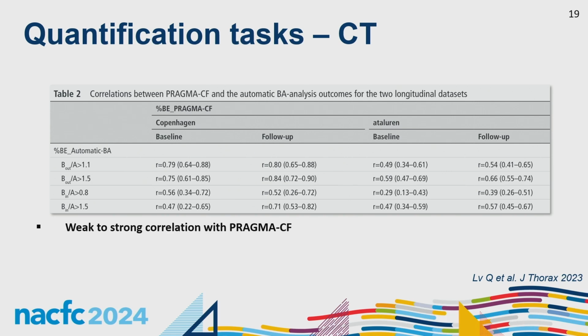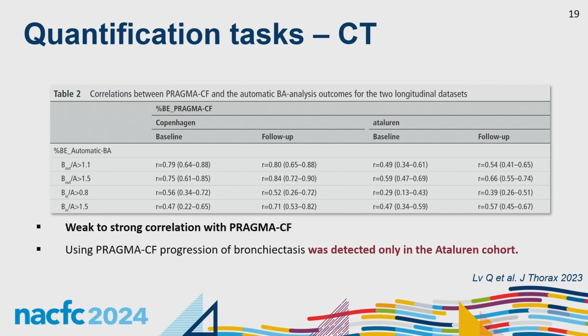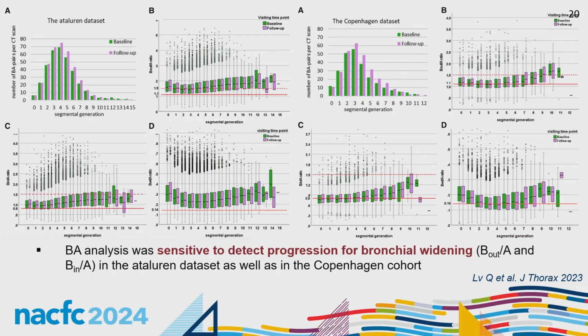So it's able to measure a lot of bronchi and a lot of arteries on the CT scan, which is not possible for a human. And they also assessed this tool in the two other cohorts to see that there was a strong correlation with the Pragma CF score. Using the Pragma CF score, they were able to detect a progression of the disease in only one of the two cohorts they had, whereas when they used this AI tool, they were able to depict the progression of the disease in both cohorts, meaning that this AI tool is more sensitive to changes in imaging.